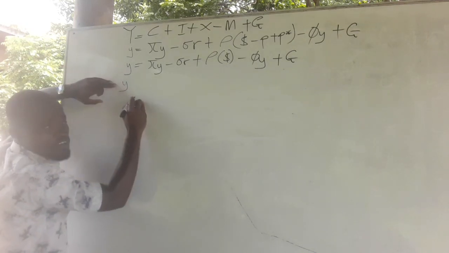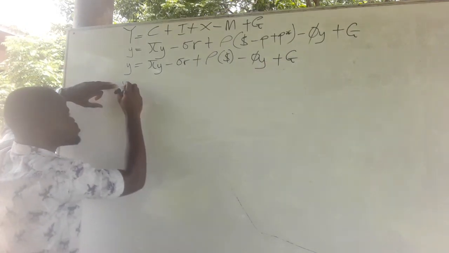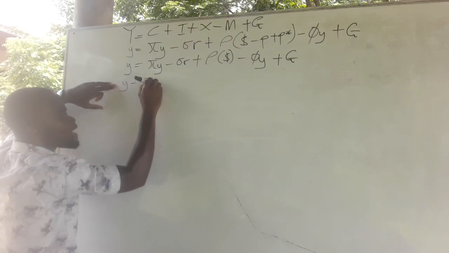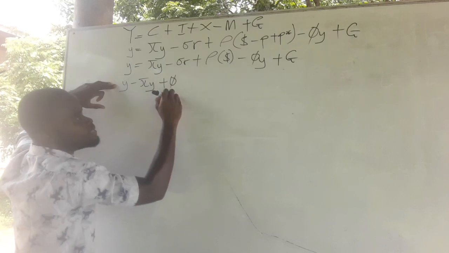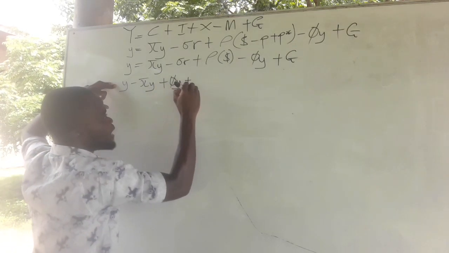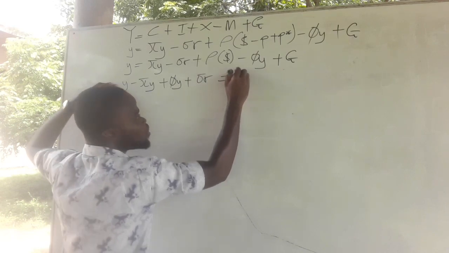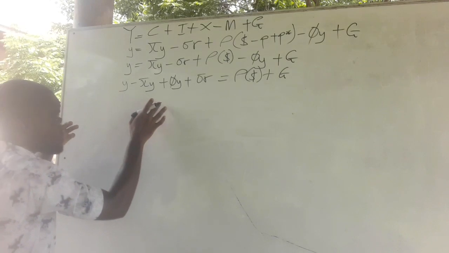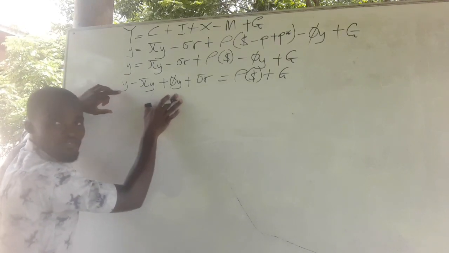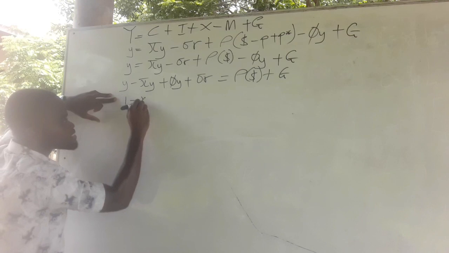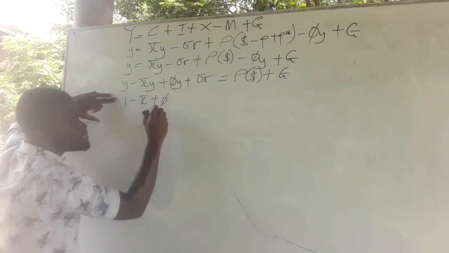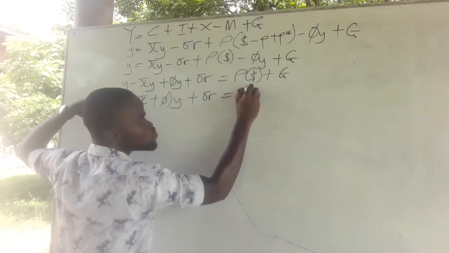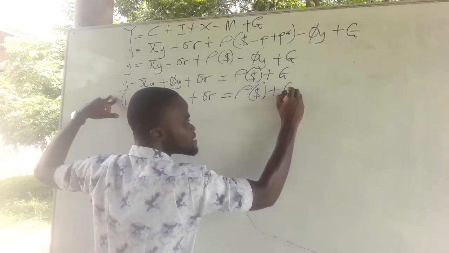We have y here, which is a variable of interest. We bring this y also. We bring this y also, making minus pi y plus theta y plus sigma r, which is equal to rho dollar sign plus government spending. Now we can see that we have a common element, which is y here, so we can factorize y out. You get 1 minus pi plus theta, it gives us y plus sigma r, which is equal to rho the dollar sign plus government spending.